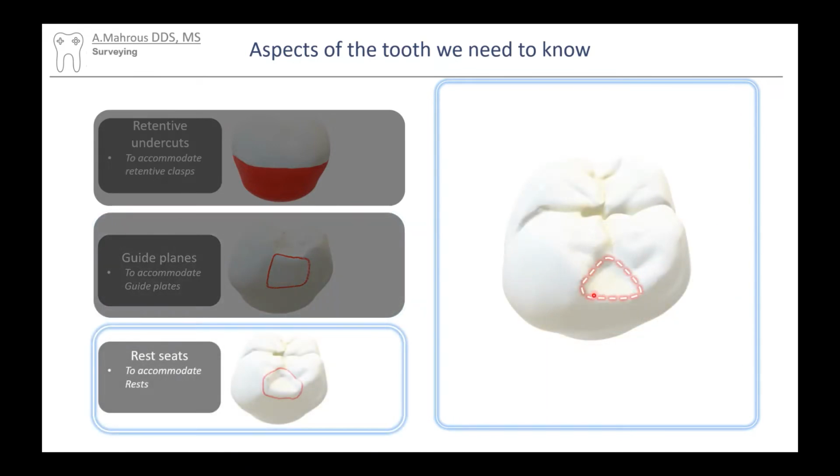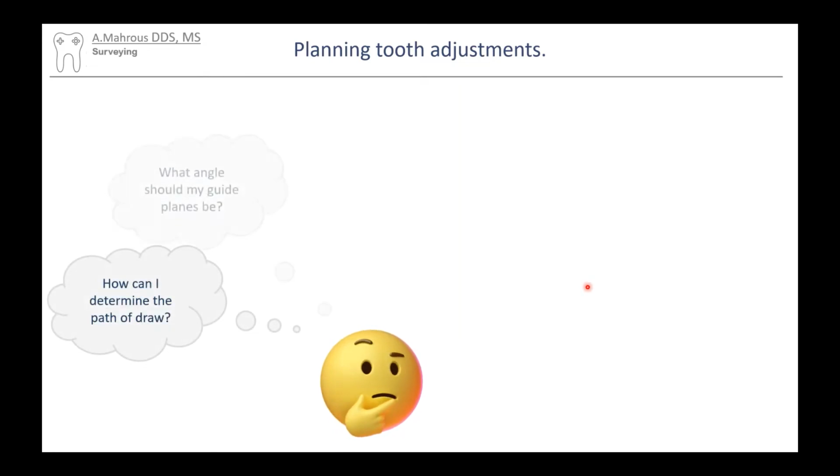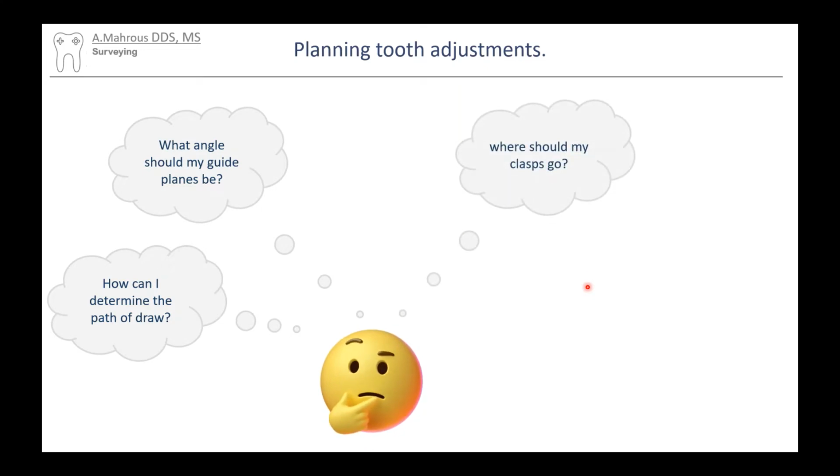Rest seats are areas prepared on the surface of the teeth that accommodate an occlusal rest that is present on the partial denture framework. Now, before designing an RPD or preparing guide planes and rest seats, you'll be asking yourself, how do I determine the path of draw? What angle should my guide planes be? Where should my clasps go? And where should my rests be?